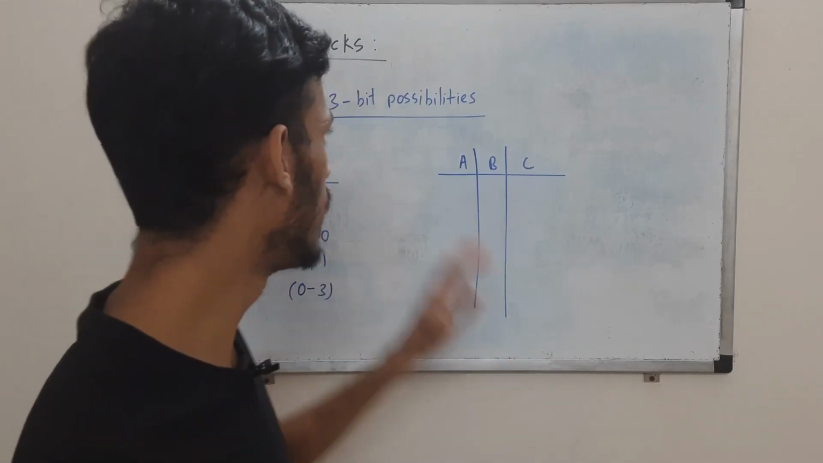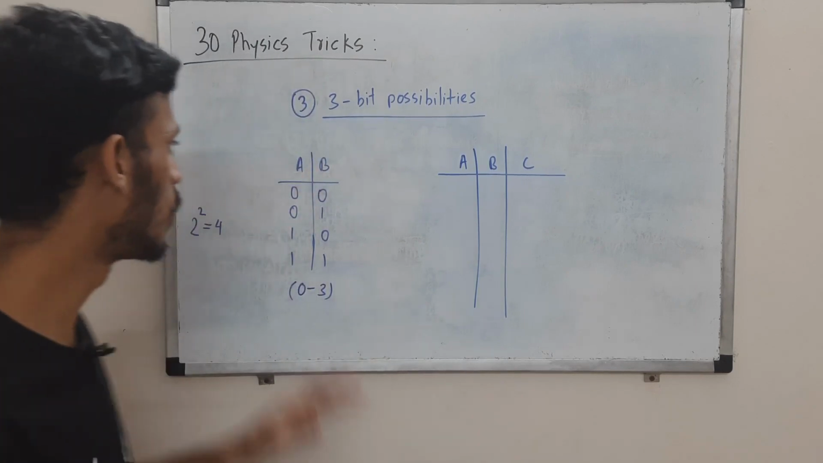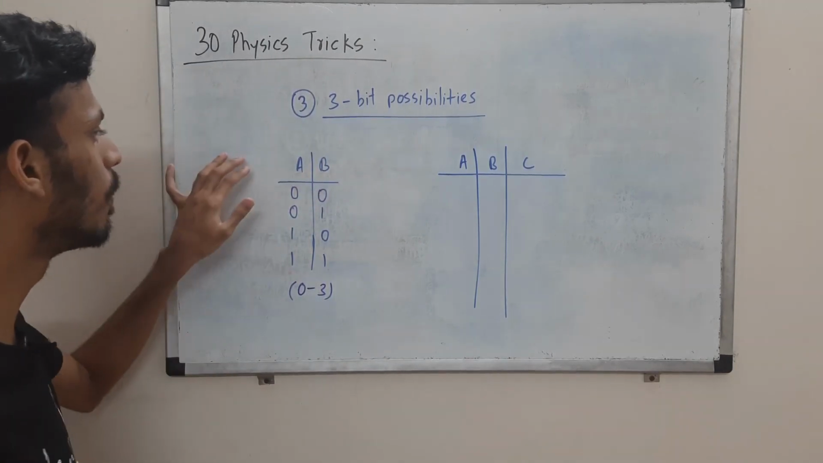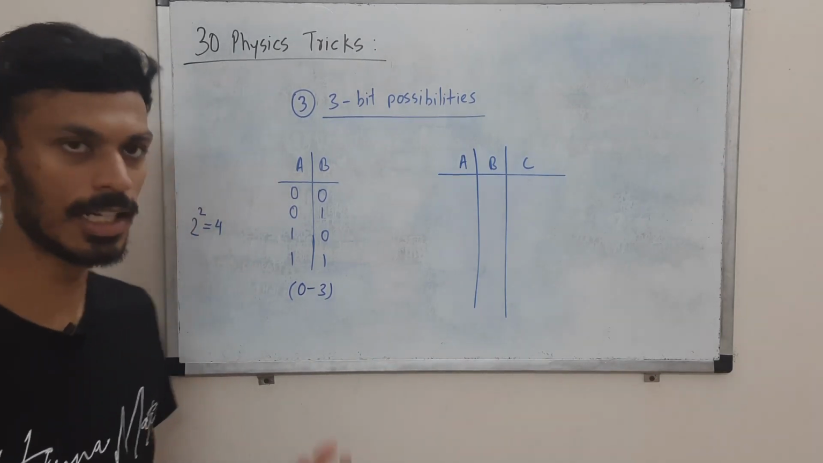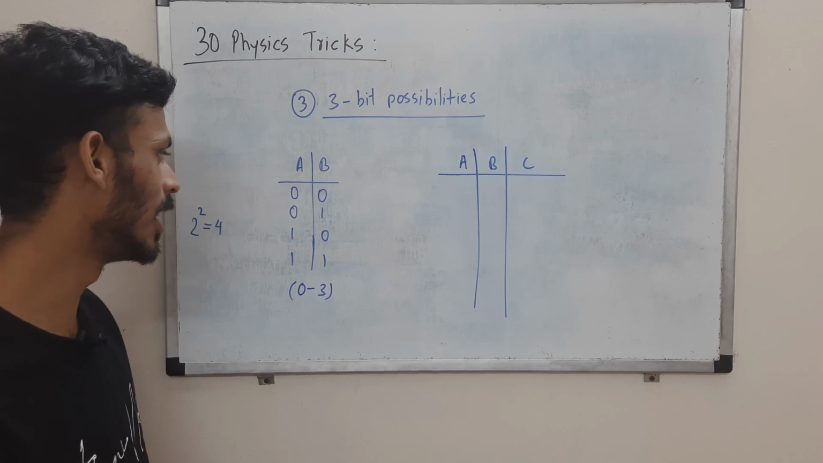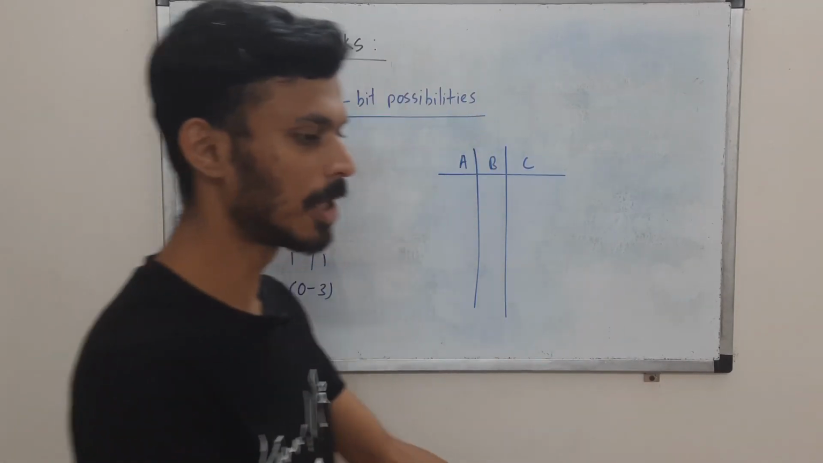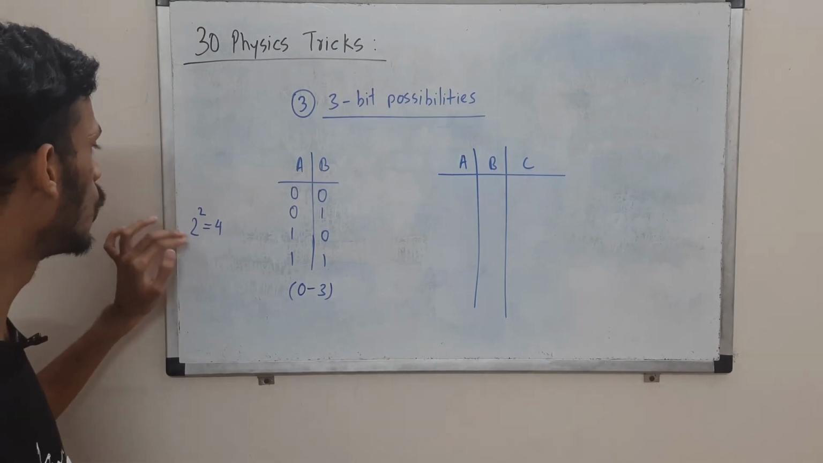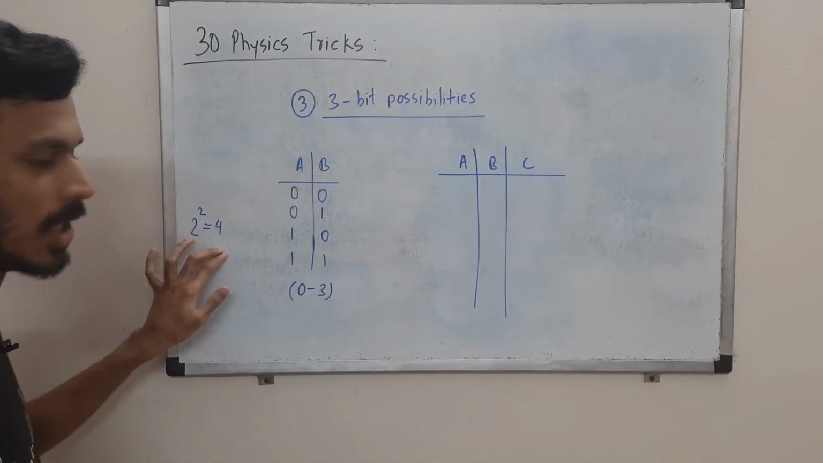Next, we will write the 3-bit possibilities or binary numbers from 0 to 7. For 2 bits, we know that the possible combinations are 0 0, 0 1, 1 0 and 1 1, right? That is 0 to 3 in binary. To obtain the number of possible combinations, you basically raise 2 to the number of bits. So in 2-bit combination, it was 2 raised to 2, which is 4.